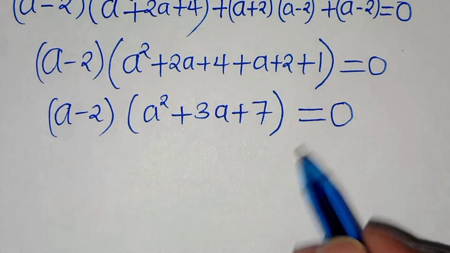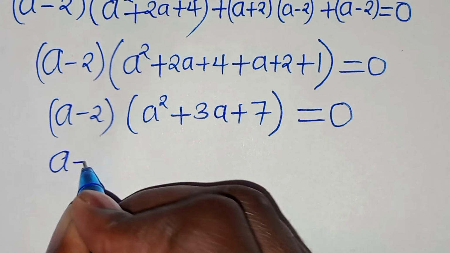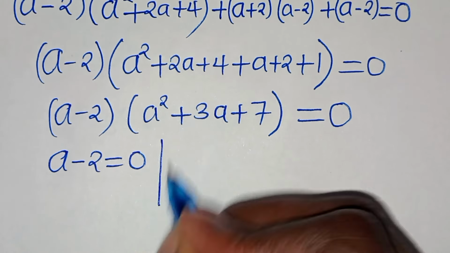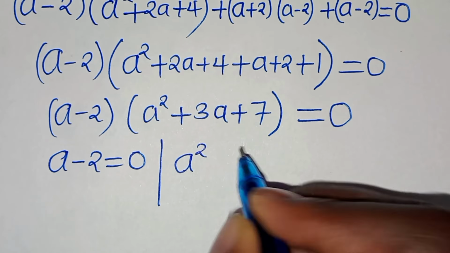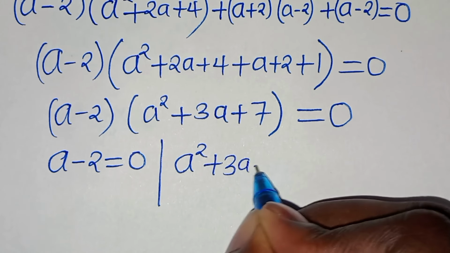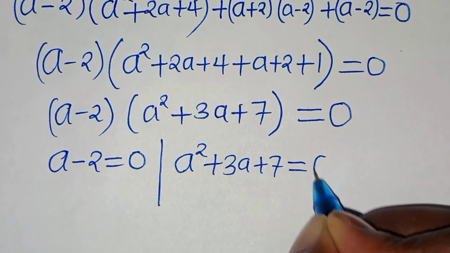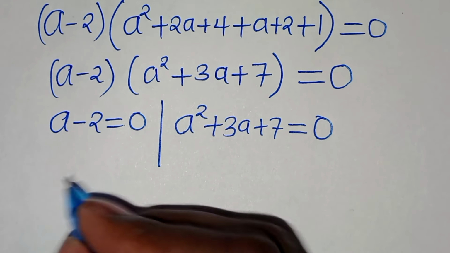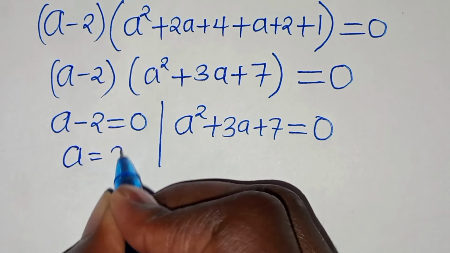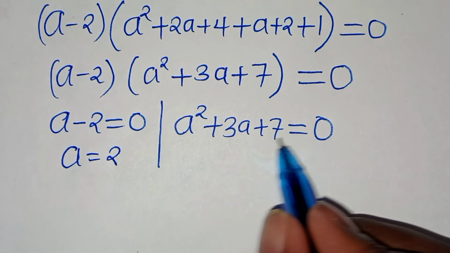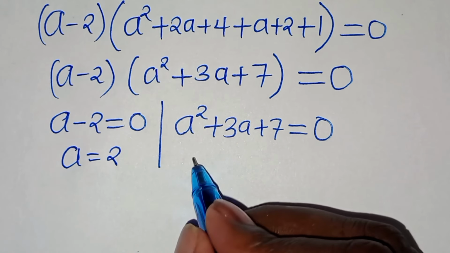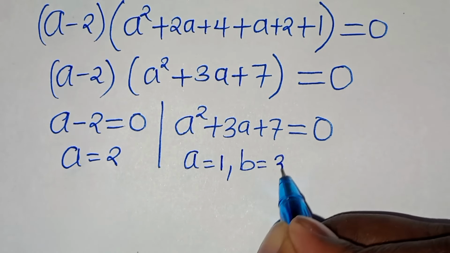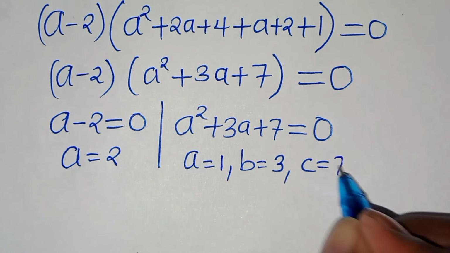So we have got two parts here. We have a minus 2 equal to 0, and we have a squared plus 3a plus 7 equal to 0. From the first part, we have that a is equal to 2. The second part is a quadratic equation, where a is equal to 1, b is equal to 3, and c is equal to 7.